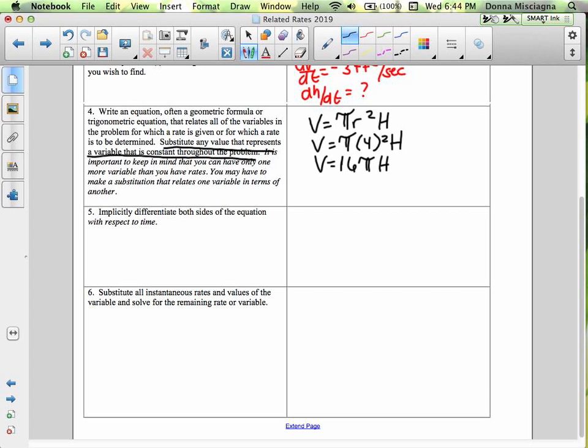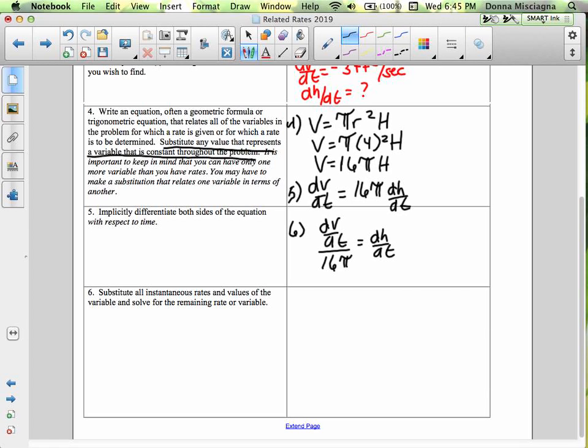Now let's take the derivative with respect to time. dV/dt equals 16 pi dh/dt. Right? Because the coefficient will remain, and the derivative of h with respect to time is dh/dt. So we want to solve for dh/dt. Let's isolate dh/dt. So this part here was step 4, and this part here is step 5. It wasn't too hard to take the derivative on that one. And then now we're going to isolate. So now this is step 6. We're going to isolate and solve. So we have dV/dt divided by 16 pi equals dh/dt.